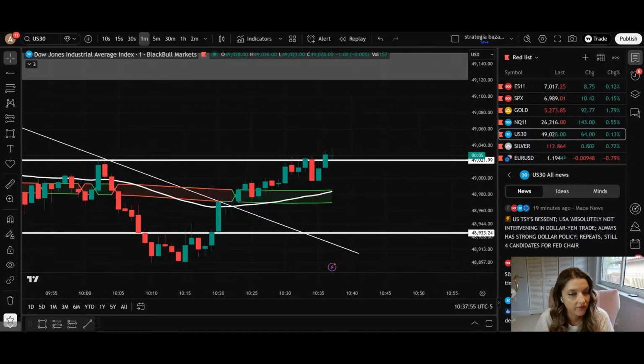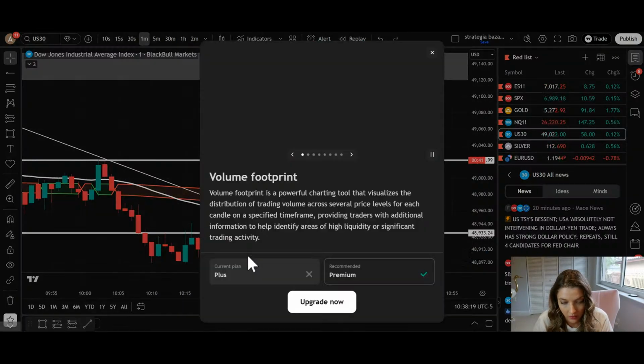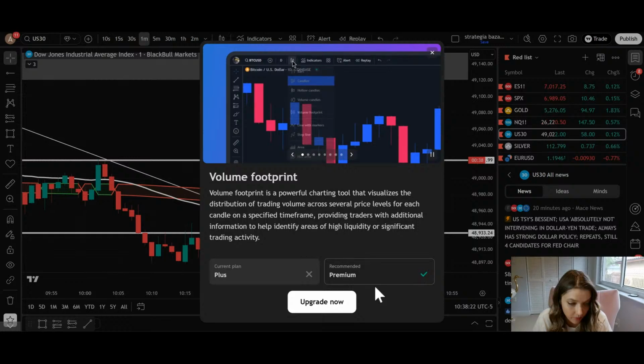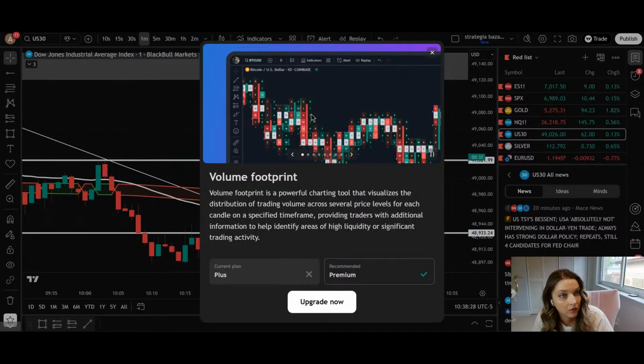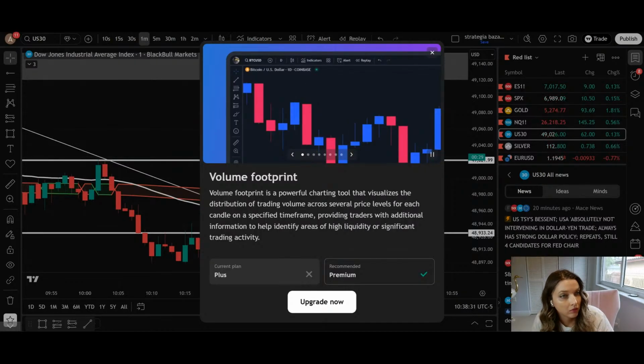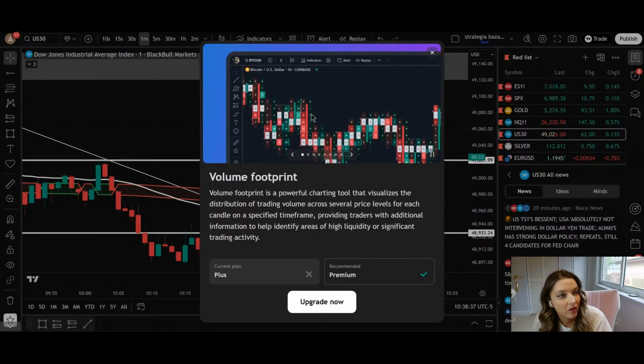G Forex, let me look. Gforex.net. No, TradingView is premium. I have to have premium. Let me see right now because I actually looked. I have Plus, but if I want to go to premium, it is.